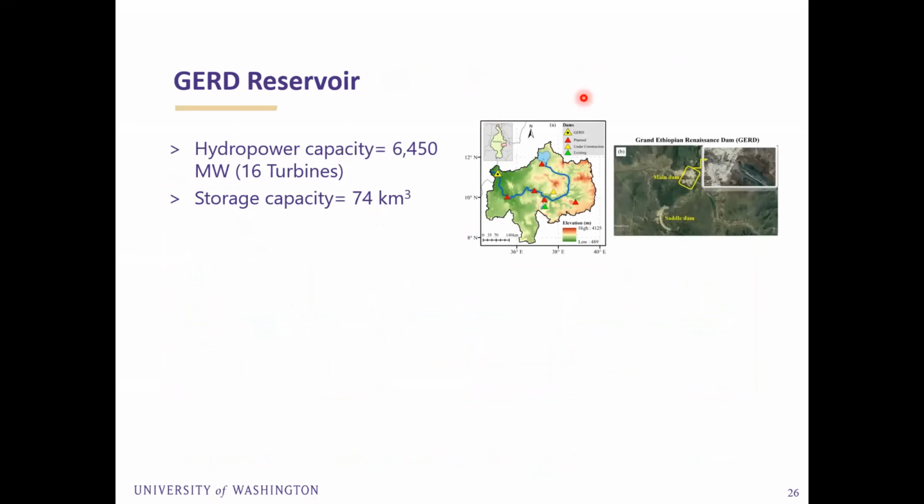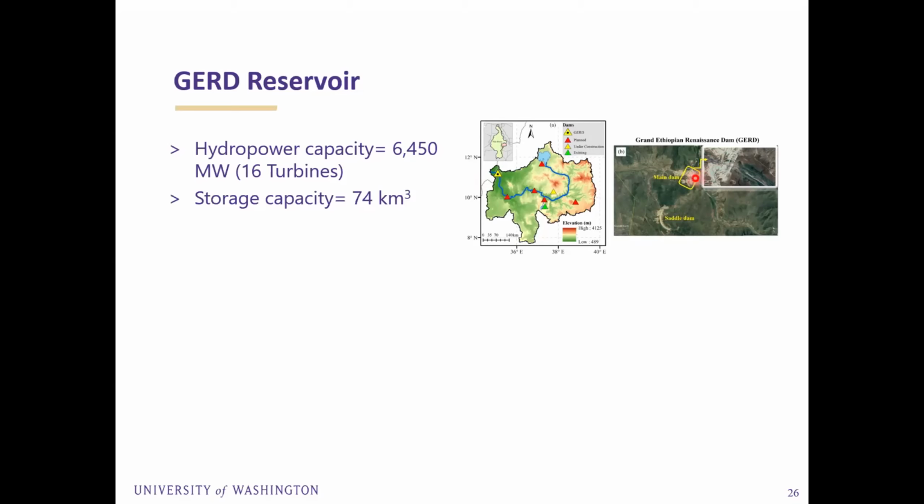So just an overview of the GERD, probably most of you know, but the GERD is a hydropower dam at the boundary between Sudan and Ethiopia. It's being constructed by the Ethiopians and it has a hydropower capacity of 6,450 megawatt with 16 turbines installed.